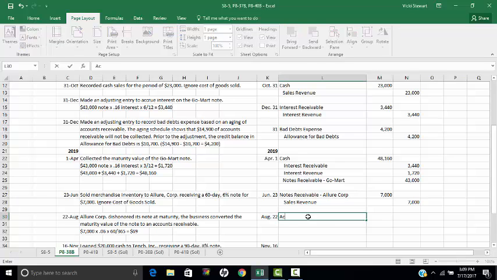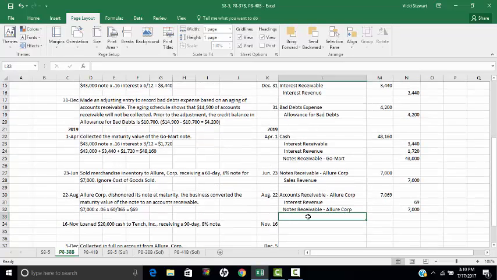So when they dishonor the note, they want to make this now an accounts receivable. So we're going to debit accounts receivable, Allure Corporation, for the principal and the interest. We're still going to record the interest revenue of $69, and we're also going to credit that note, notes receivable, Allure Corporation, for the principal amount.